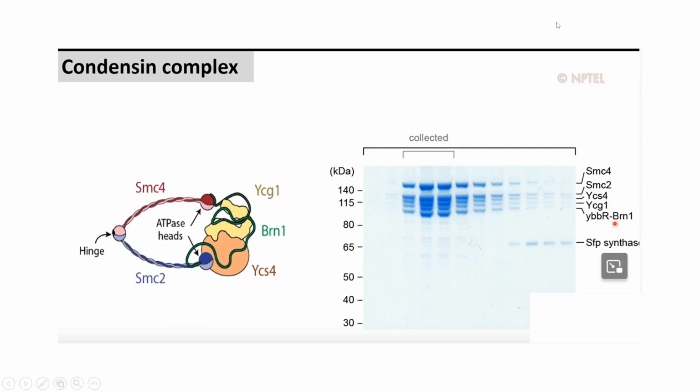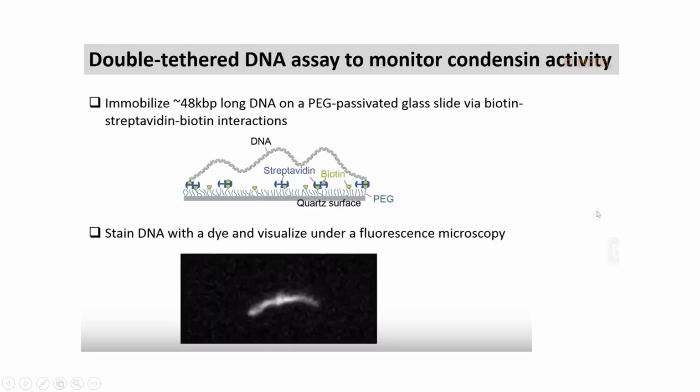So this was the experiment done by Professor Ganji, and the content of that is also present in the week 6, third lecture. They did a very interesting experiment to detect what role condensin plays. In that experiment, first they purified this condensin protein into individual subunits, and they found these subunits present in the condensin.